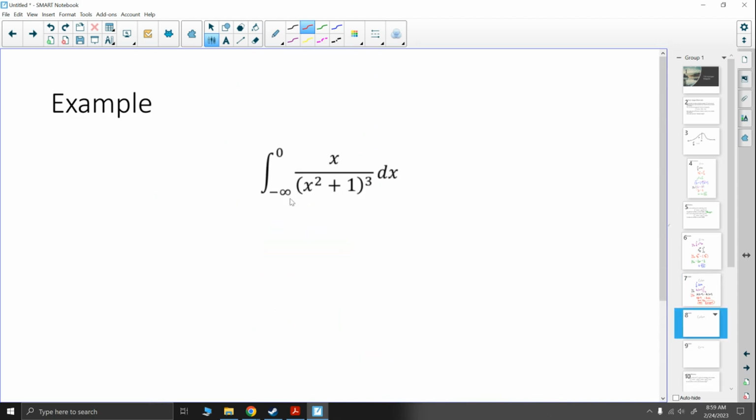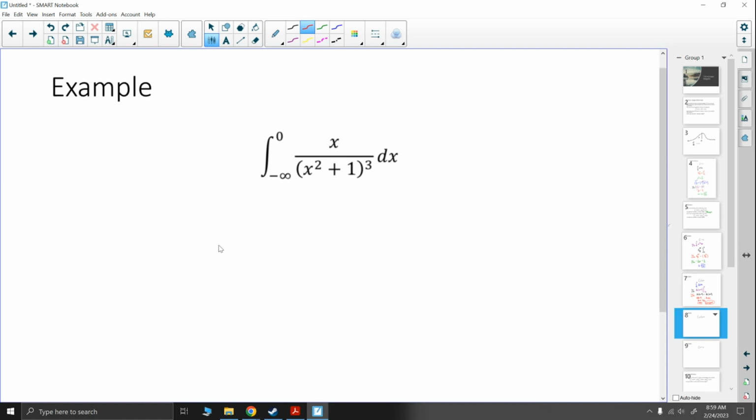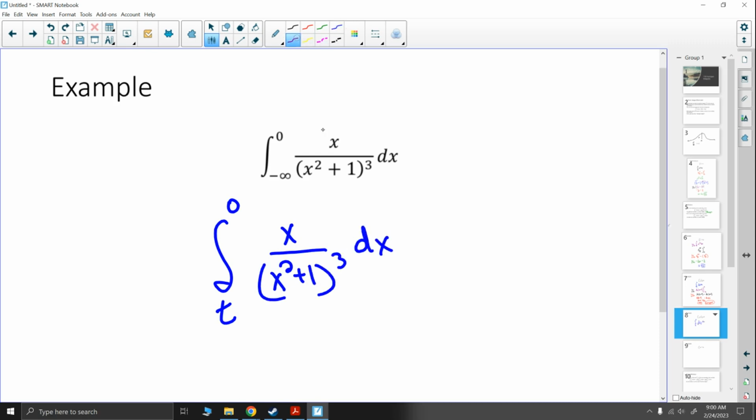All right, let's do another one. So now we have from negative infinity to 0. Well, that would be from t to 0 of x over x squared plus 1 cubed dx. Now, this is a simple u sub. We have x squared, and that's an x. So if we choose u to be x squared plus 1, then du is going to be 2x dx.